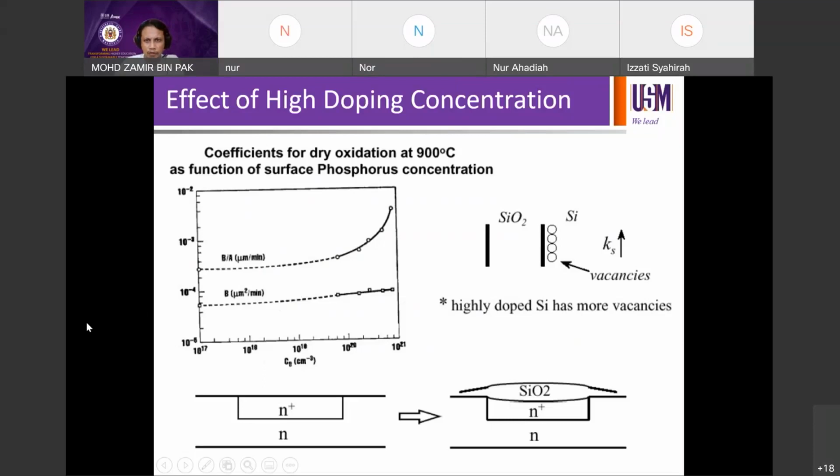So okay, effect of high doping concentration, for example, dry oxidation at 900 degrees C as a function of phosphorus concentration. So this is the concentration of phosphorus. We are looking at 10^17 up to 10^21. So you can see the difference in terms of the B over A and B, like the linear rate and the growth rate. You can tell that by the micron per minute and micron square per minute. If you increase the doping level, at some point you're going to see a gradual increase in the rate, by the way.